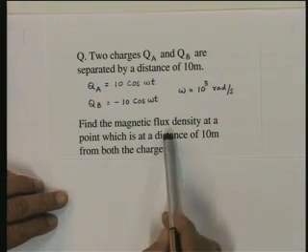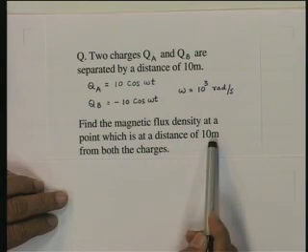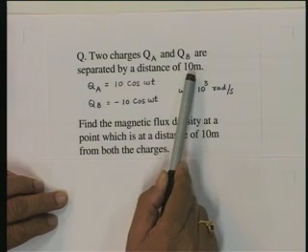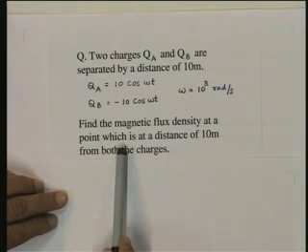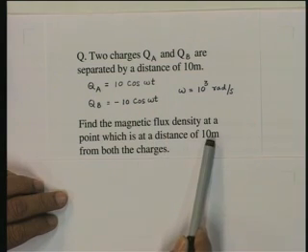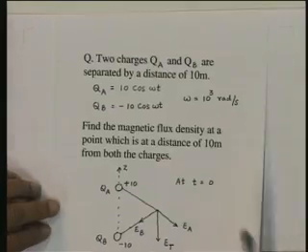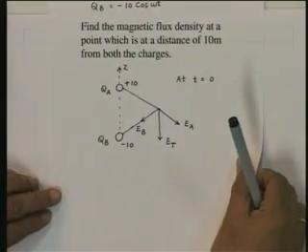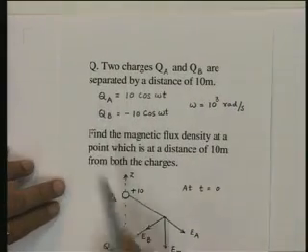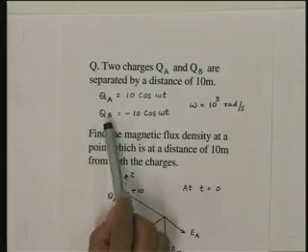We have to find the magnetic flux density at a point which is at a distance of 10 meters from both the charges. Note here the charges are separated by a distance of 10 meters, and we are also interested in finding the magnetic field at a distance of 10 meters from both the charges. So, the situation is something like this. Let us say I consider an instant t equal to 0, then the charge QA will be plus 10 coulomb and the charge QB will be minus 10 coulomb.